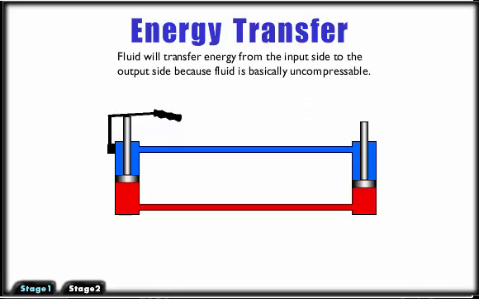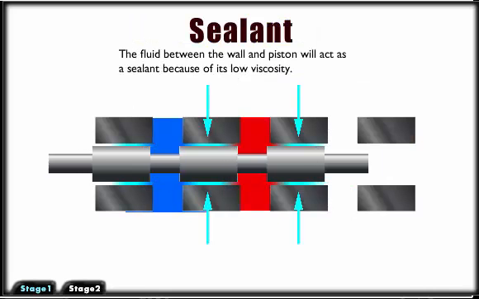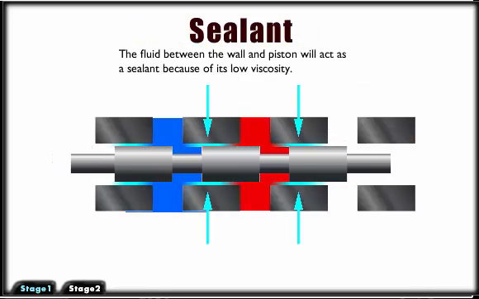In our example of energy transfer, hydraulic fluid will transfer energy from the input side to the output side because fluid is basically non-compressible. In our example of sealant, the hydraulic fluid between the wall and the piston will act as a sealant because of its viscosity.